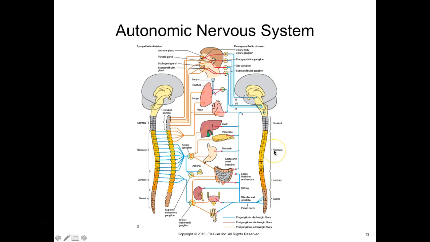So here we have the autonomic nervous system, and the autonomic nervous system, if you remember back in anatomy and physiology or medical terminology, is your, I like to call it your automatic. So it's all those things that you don't have to think about. So it just keeps everything functioning as normal. And then we have the sympathetic division and the parasympathetic division.